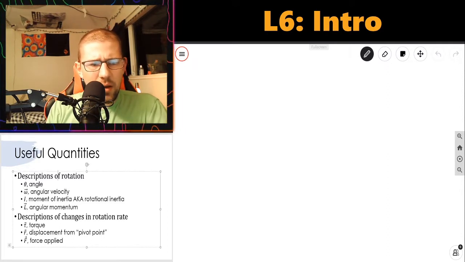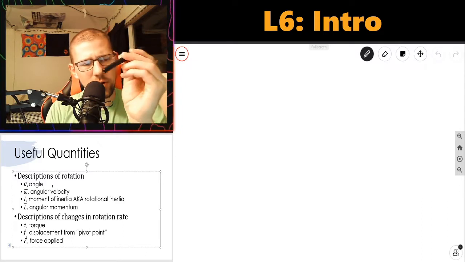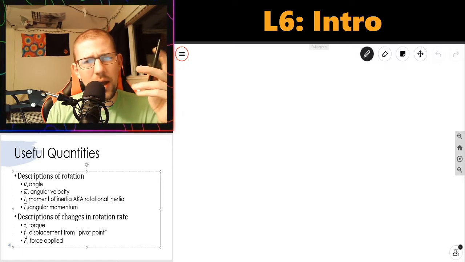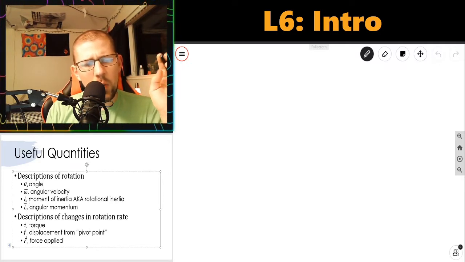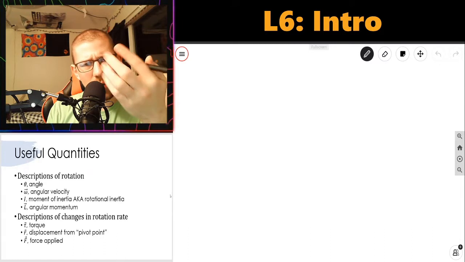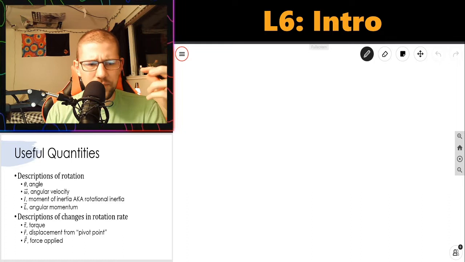So we're going to use these 7 variables. To describe rotation, we use 4. We use the angle, which describes exactly at what point in a rotation my pen is, say. How far around the circle, so to speak, is my pen. We're going to use omega, which is the angular velocity. It describes how quickly the thing is turning. We use I, the moment of inertia, which we also call rotational inertia, which describes how hard it is to slow the thing down in its rotation or speed it up in its rotation. The larger the moment of inertia, the harder it is to speed it up or slow it down.